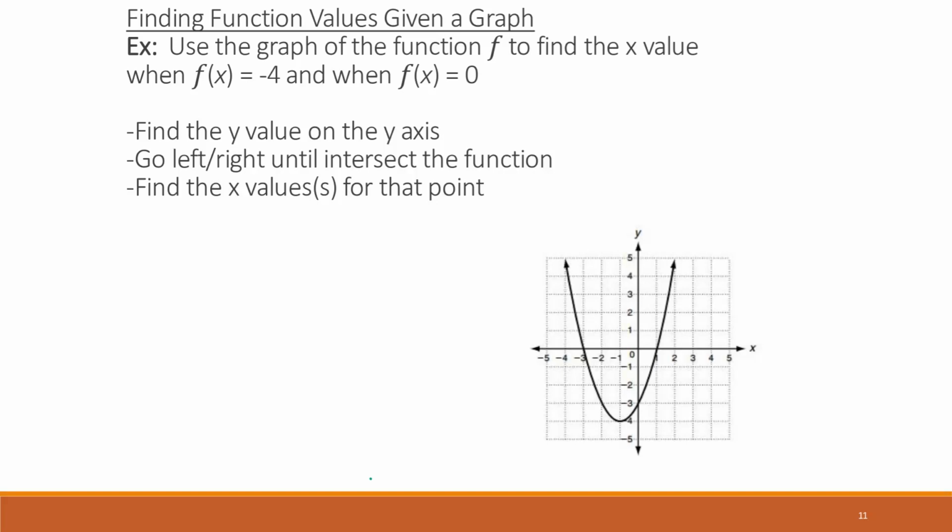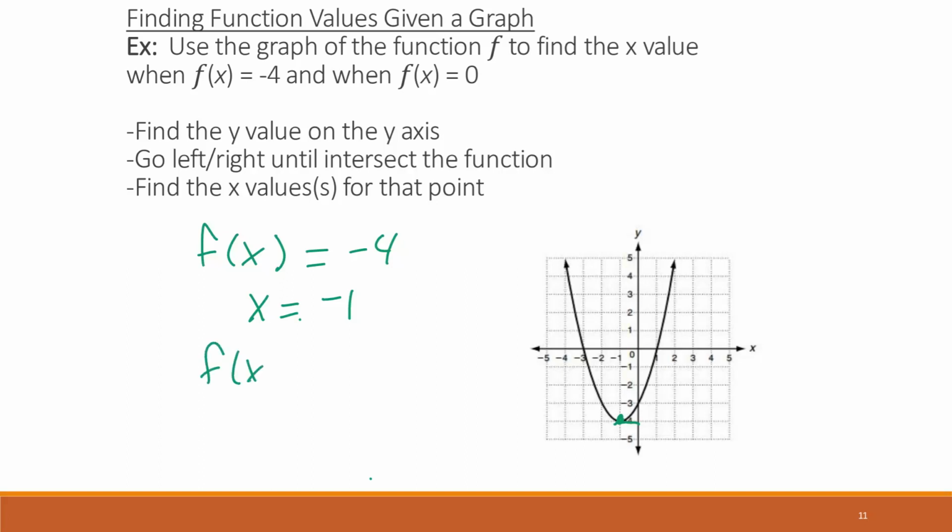So here we're being asked for f of x equal to negative 4. So this time we're given our y value and we want to find our x value. So when f of x equals negative 4, we go down to negative 4 on the y-axis and we see where our x is, and our x there is at negative 1. So in this case, x is negative 1.